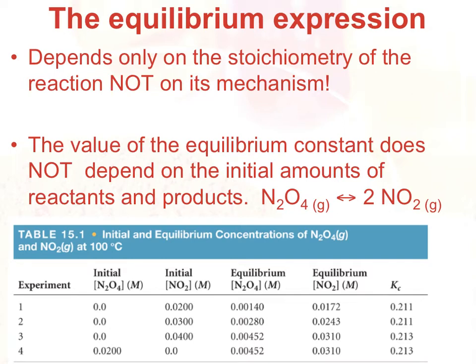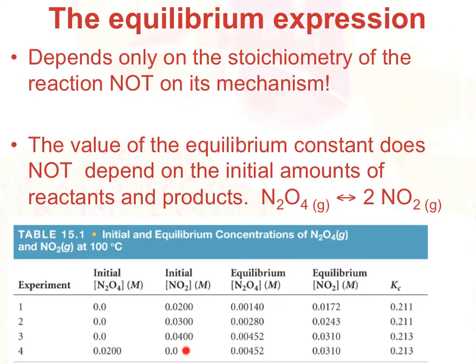If we look at a set of experimental data, notice we started with, in these first several, no N2O4 and a small amount of NO2. Eventually equilibrium is reached. We measure the concentrations. Notice that our equilibrium constant is basically the same within the confines of experimental error. So we can start with no reactants and only products and reach equilibrium and obtain the same equilibrium constant.